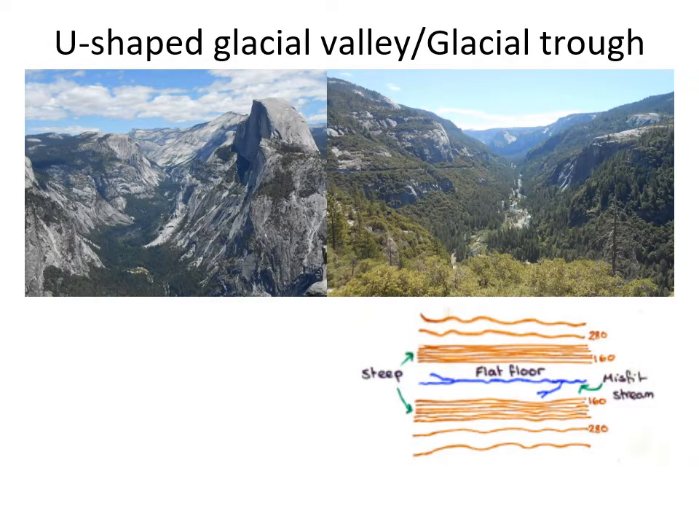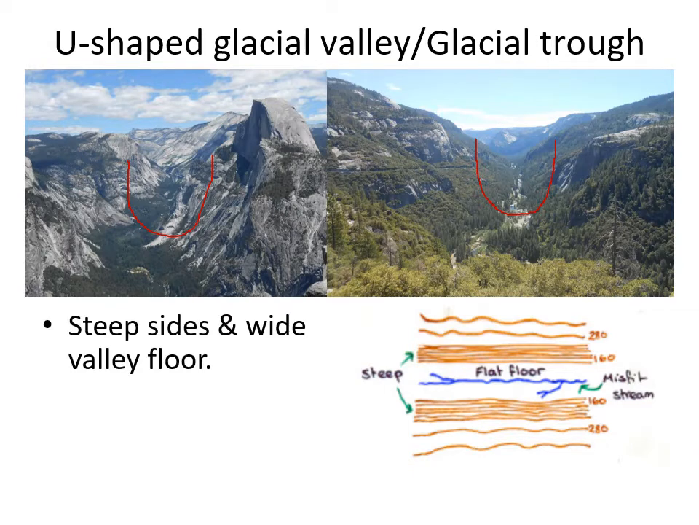Next up is our U-shaped valley, or glacial valley, glacial trough. You can see it's a U-shaped valley. Why? Wide, broad valley floor, steep sides at either side. That is the characteristics of your glacial valley. What would it look like on an OS map?